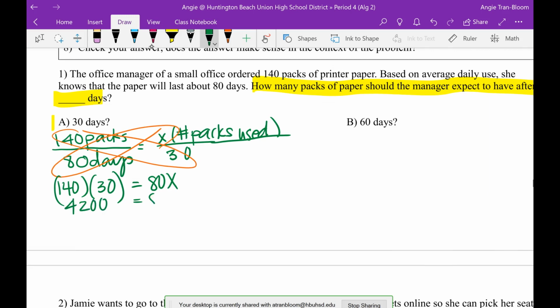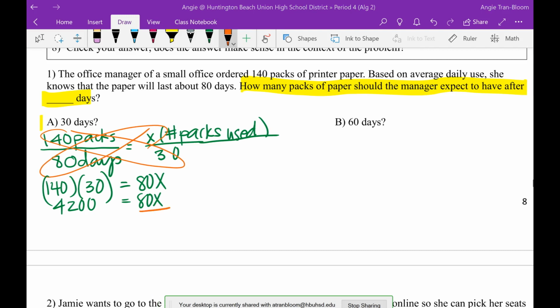$4,200 equals 80x. Okay. Next step. What are you going to do? Great. X is 52.5. Now in papers, can I have half a stack? Packs used. Okay. 52.5. Thank you. Okay, so x is 52.5 packs used.